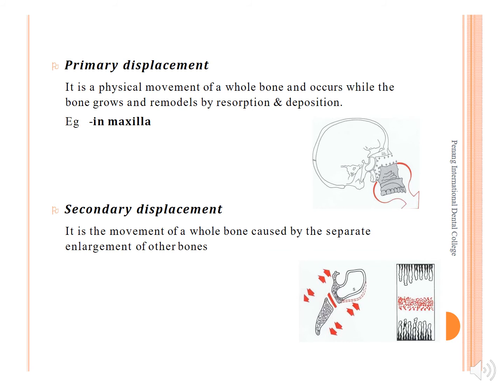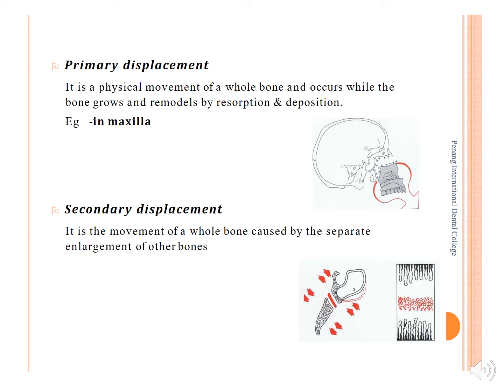Primary displacement is a physical movement of a whole bone and occurs while the bone grows and remodels by resorption and deposition. For example, in the maxilla, meaning that the bone itself has some bone deposition and some bone resorption, and the bone itself moves downward and forward. So because of this surface remodeling, because of this primary displacement, the whole segment of the maxilla will move downward and forward.